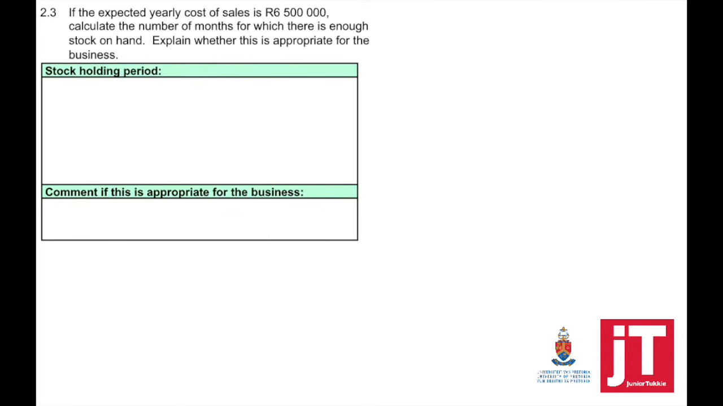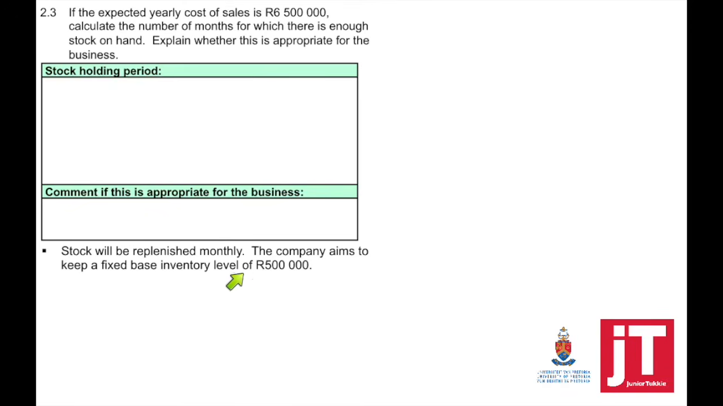Question 2.3. If the expected yearly cost of sales is 6.5 million, calculate the number of months of which there is enough stock on hand. Explain whether this is appropriate for the business. So here financial indicators are incorporated into budgets. We need to calculate the stock holding period. To calculate the stock holding period, they said the company aims to keep a fixed-base inventory level of 500,000.